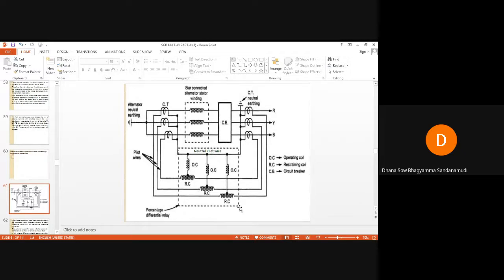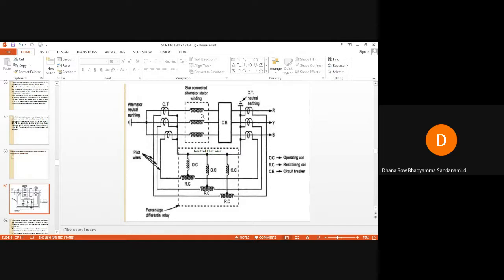So in this method of protection, the currents at two ends of the protected section, the stator winding, are sensed by the CTs. And now let us consider two cases. There is one normal operating condition, and one faulty condition. Let us start with the normal operating condition.